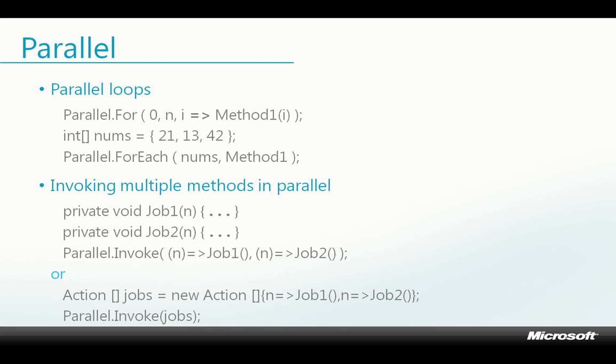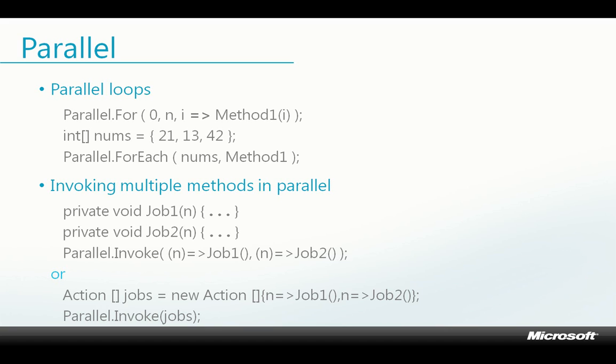Now, first of all, the Parallel class has For and ForEach loops that automatically parallelize the work of the loop. So, for example, on the first line here, we have a Parallel.For loop, and what it does is to call Method1 n times with an argument that goes from 0 to n minus 1. Notice, by the way, that the arguments to a Parallel.For loop are comma separated instead of semicolon separated like in a regular for loop.